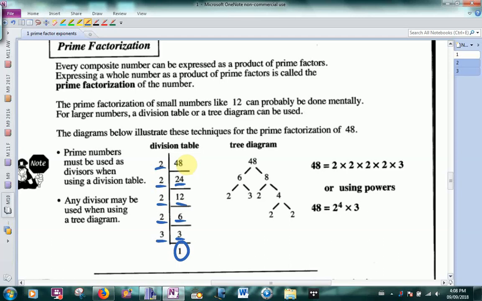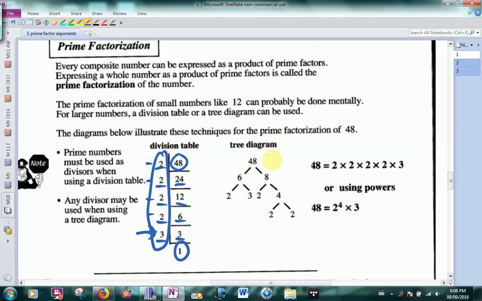What this means is 48 as a number is 2 times 2 times 2 times 2 times 3. And it doesn't matter what order this is in. If you saw you could have taken a 3 out first, that's okay. Any combination of these numbers is correct.